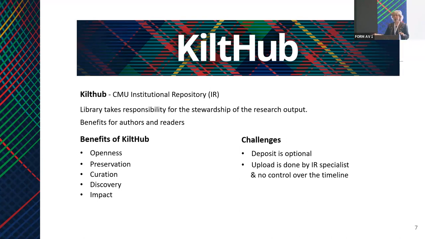So the benefits: definitely openness. We want it to be open. We don't want any research produced at the university behind a paywall. Then preservation. We really want to preserve it long term, so that in 20, 50 years, this work is still accessible. Curation: we want library specialists to make sure that everything is done according to the standards, and there is metadata assigned to it. Discovery: what is good about an institutional repository is that all works that go there are also crawled by Google, Google Scholar, and Google Dataset search engines. So it's very visible. And impact: all work in the institutional repository has a DOI, and students or anybody visiting these works can see how many views, how many downloads, and how many citations this work received.